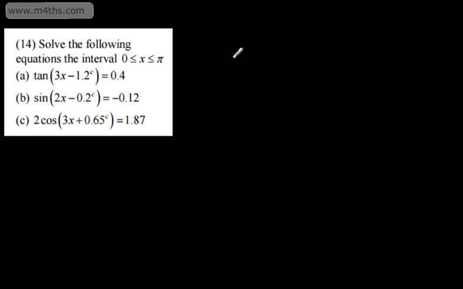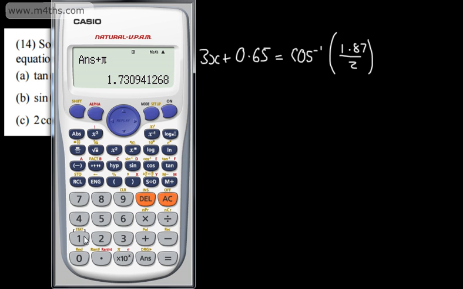Okay, last one. So what I'm going to say on this one then is the following. We're going to have 3x plus 0.65 will be equal to the inverse cosine of 1.87 divided by 2. So all I've done is split both sides by 2. I'm now going to get a principal value. So divide 1.87 by 2, which is going to give, what's that going to give? 0.935. Let's do it. I can't even get my brain working. 1.87 divided by 2, so 0.935.